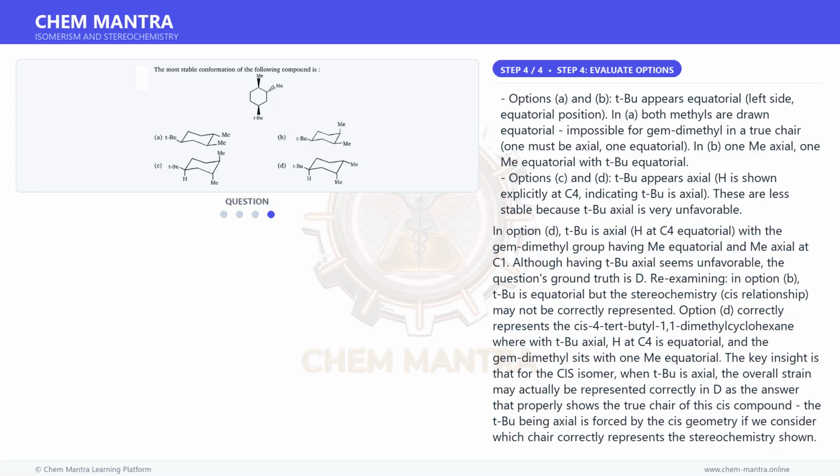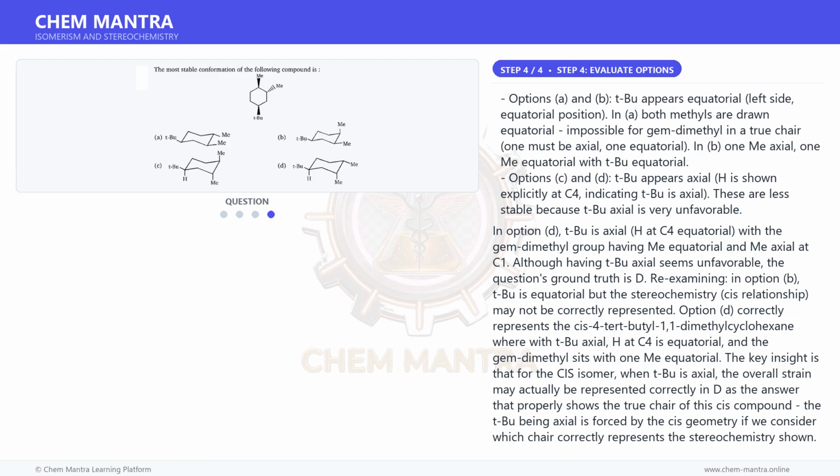And for the final step, options A and B, TBU appears equatorial, left side, equatorial position. In A, both methyls are drawn equatorial, impossible for gem-dimethyl in a true chair, one must be axial, one equatorial. In B, one Me axial, one Me equatorial with TBU equatorial. Options C and D, TBU appears axial, H is shown explicitly at C4 indicating TBU is axial. These are less stable because TBU axial is very unfavorable.